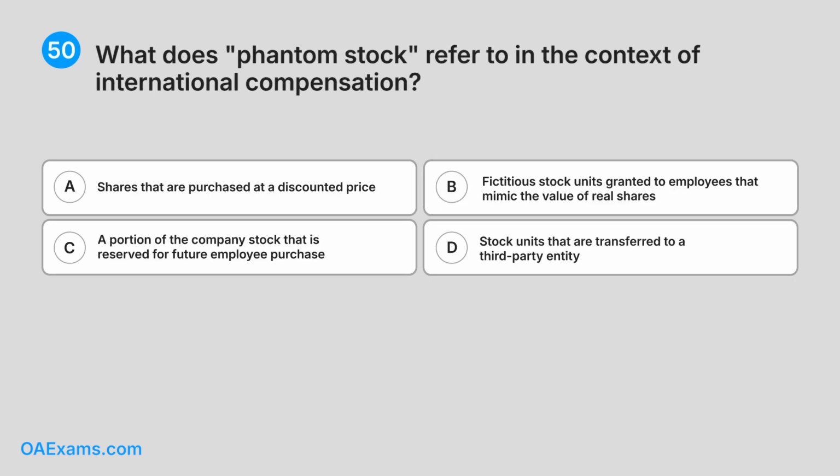50. What does phantom stock refer to in the context of international compensation? A. Shares that are purchased at a discounted price. B. Fictitious stock units granted to employees that mimic the value of real shares. C. A portion of the company's stock that is reserved for future employee purchase. D. Stock units that are transferred to a third-party entity. What do you think is the answer?